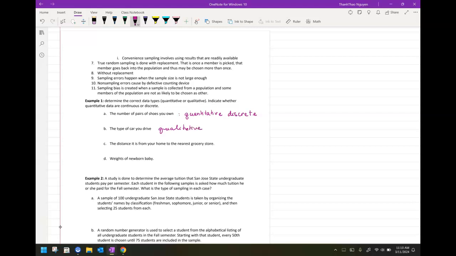The distance from your home to the nearest grocery store. Say from your house to the grocery store, 3 miles. Okay, so you can count this, so that is quantitative. And this is continuous.